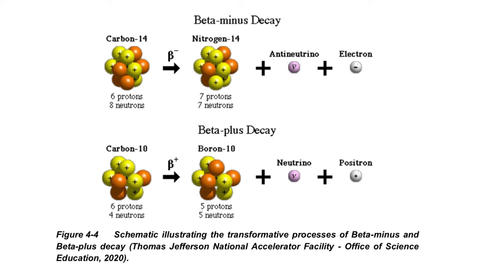With beta plus decay, we've got an isotope of carbon, carbon-10, which undergoes beta plus decay. It forms boron, and the reason for that is it goes from 6 protons to 5 protons, and therefore a positron is produced and an electron neutrino. So if you look on the periodic table, you'll see that boron, then carbon, then nitrogen are found in the same period going from left to right.